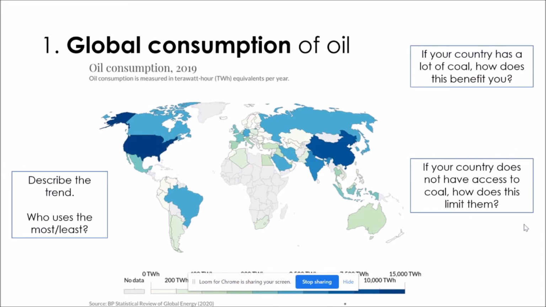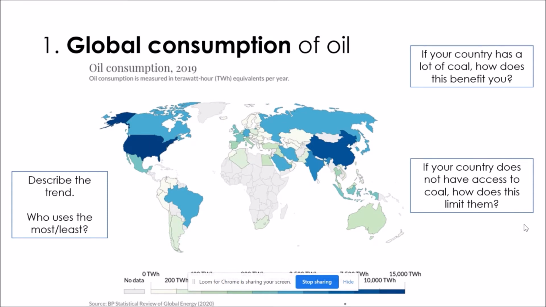If we then contrast that to some of the poorer regions with the lighter colours, then thinking about what that means for them. If we have a country that doesn't have a lot of oil, then they're going to really struggle to do all of those things that I've just said the USA is able to do with relative ease. So they're not going to have a reliable energy source.